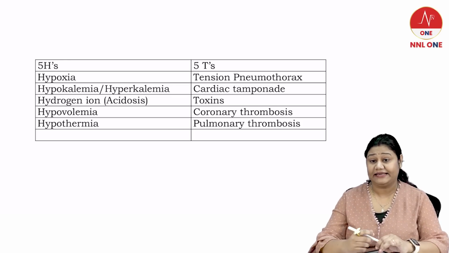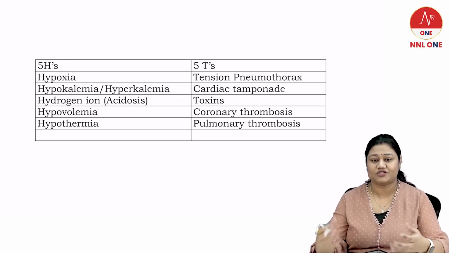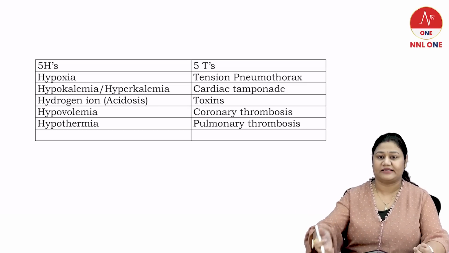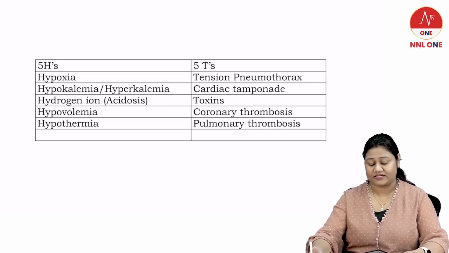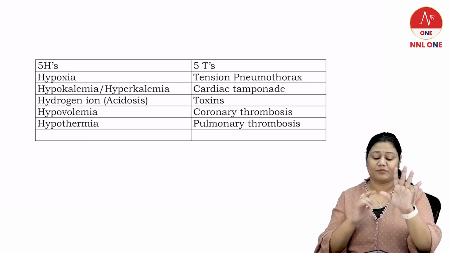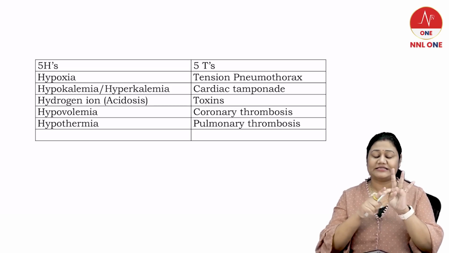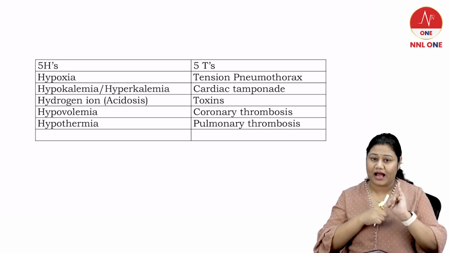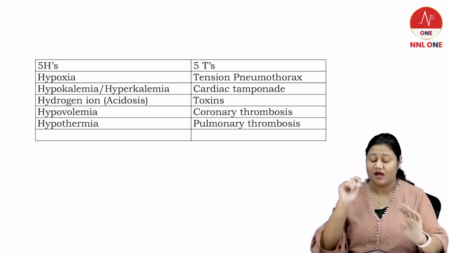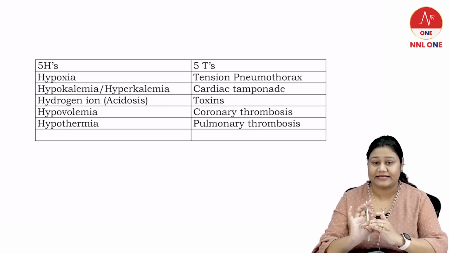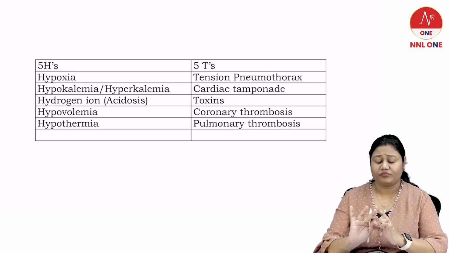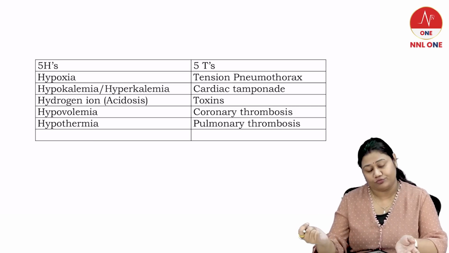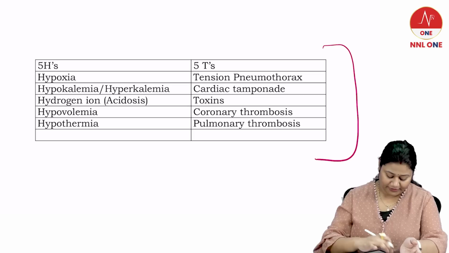Then 5H and 5T. Now you have done everything, but still the patient is not reviving, the pulse is not coming, then we have to think of some other reasons, right? Some other causes of cardiac arrest come under these 5H and 5T. Under 5H: hydrogen ion, which is acidosis, hypoxia, hypovolemia, hypothermia, hypokalemia or hyperkalemia. Under 5T: toxin, infection, tamponade, coronary thrombosis, pulmonary thrombosis, and tension pneumothorax. So these are the 5H and 5T that we need to remember.